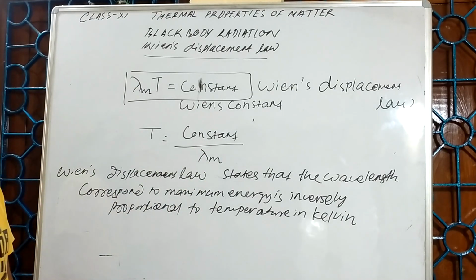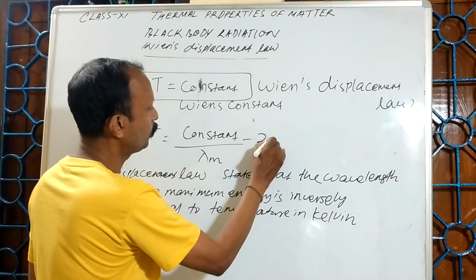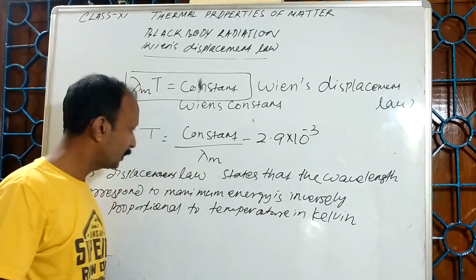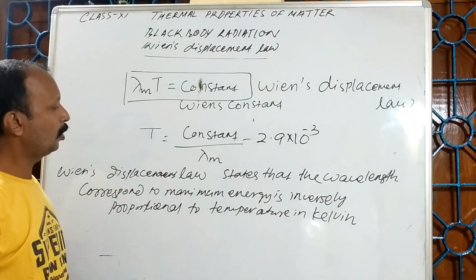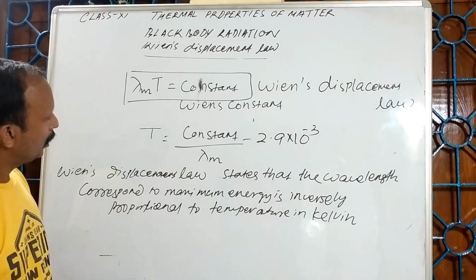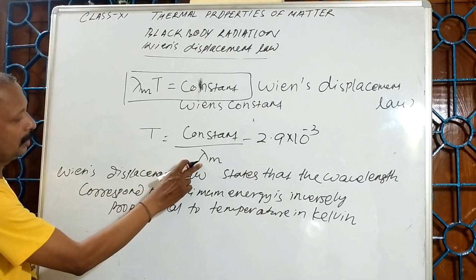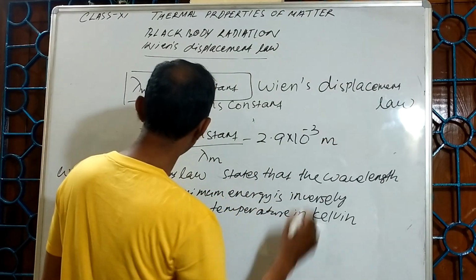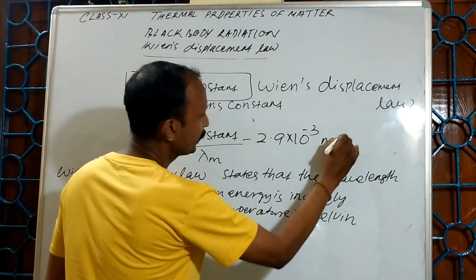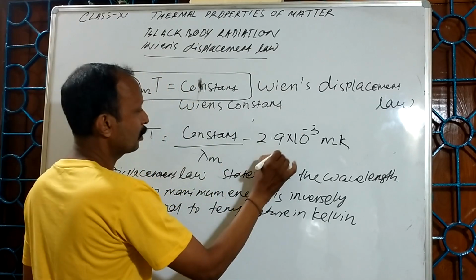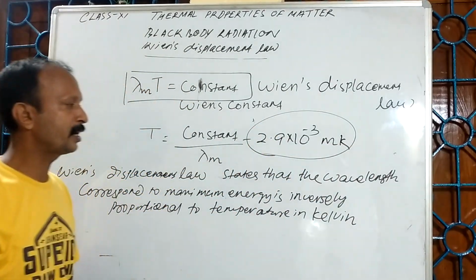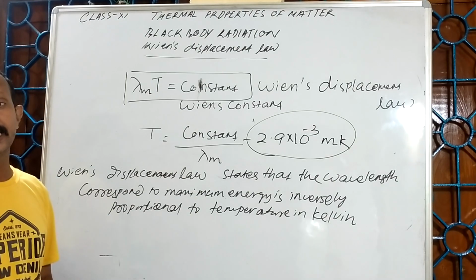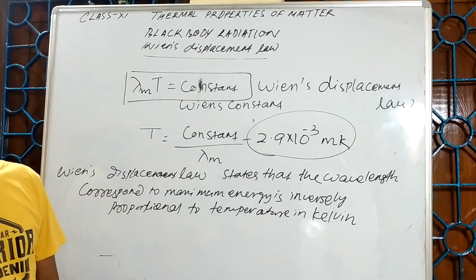This Wien's constant has a value. Its value is 2.9 into 10 to the power minus 3. Here lambda m, the wavelength, is in meters and temperature is in Kelvin. So the constant value is 2.9 into 10 to the power minus 3 meter Kelvin.